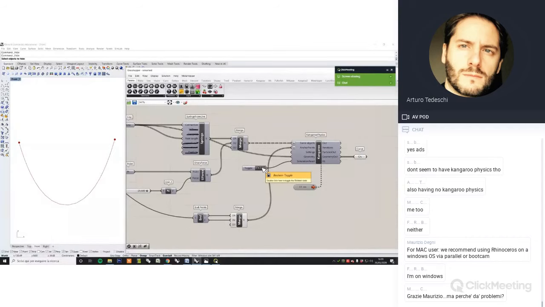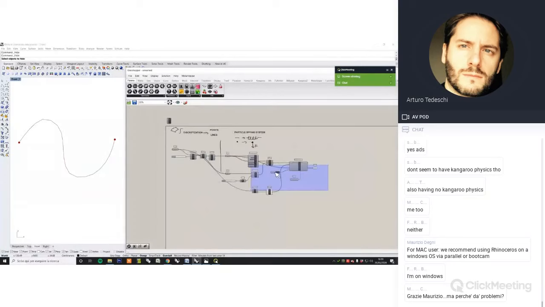One of the main questions when students start using Kangaroo is: is it physics or not? Does it work according to a specific law, or is it just a playful system for playing around with the shape? Kangaroo actually works according to Hooke's law. Let me show you something important to understand how it works.